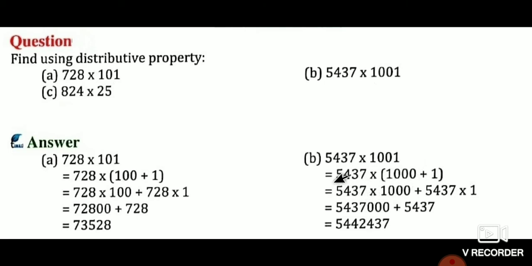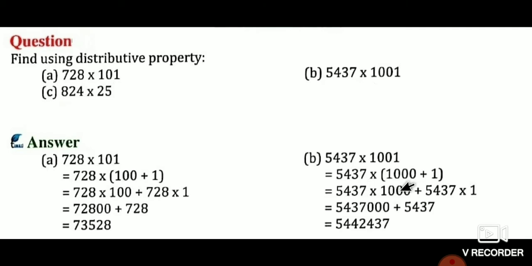So write 5,437 into 1,000 plus 5,437 into 1. So you are writing 5,437 into 1,000 plus 5,437 into 1. Then you have to multiply 5,437 into 1,000.